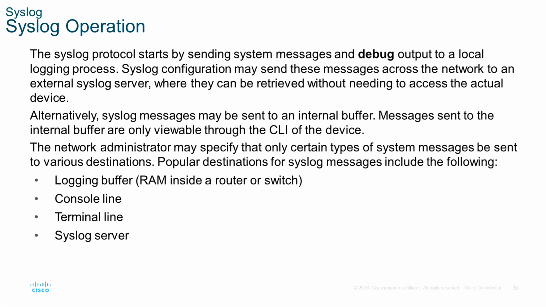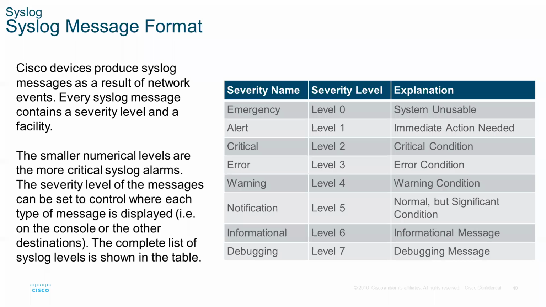All right. We can view them on the local machine. It's all there. They basically reside in the buffer, and we can get them projected to the console line or the remote terminal, or we can send them to a Syslog server. Now, most networks are set up to send them to the Syslog server because we want one central place where we can go and find these records.